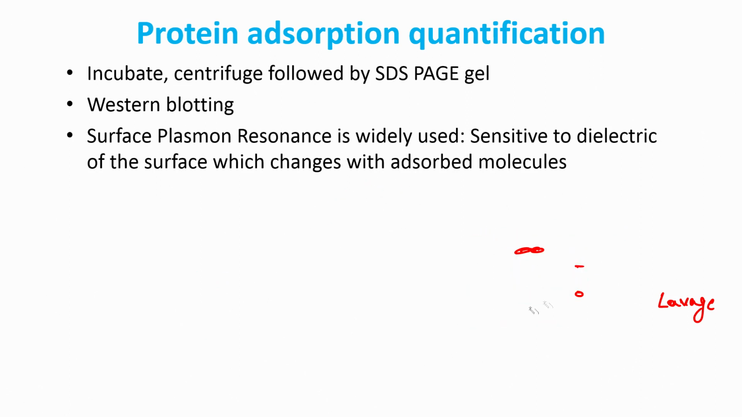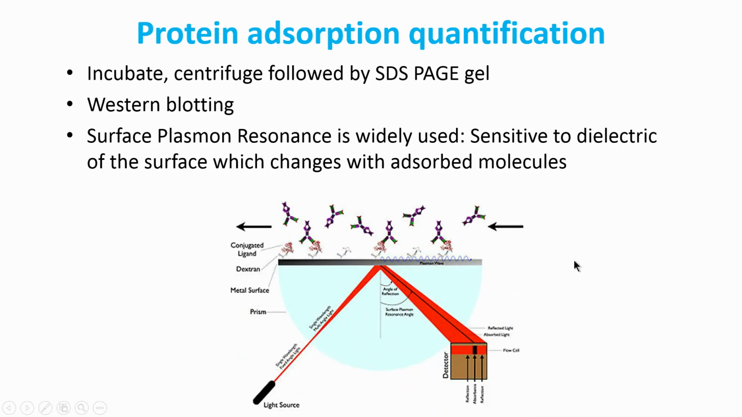Another good way to do this is using something called surface plasmon resonance, which is again very widely used. It is highly sensitive and it depends on the dielectric of the surface. So, what you can do is take the surface that you want to test, and then coat it with some metal layer. In this case, let us say we have coated it with gold.